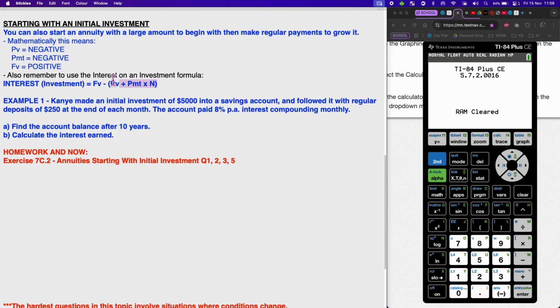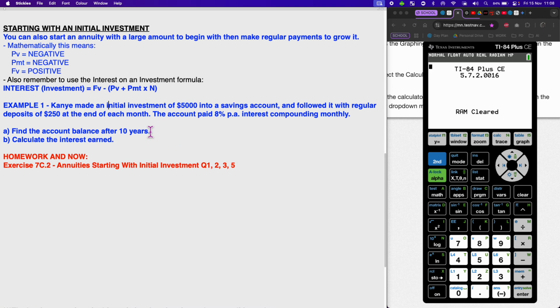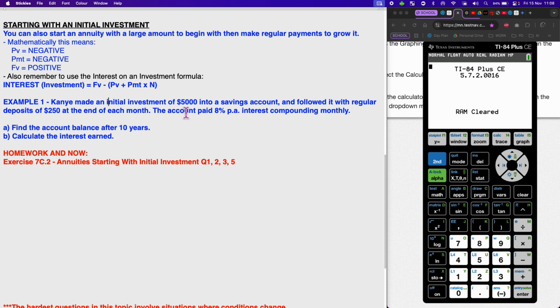Also, please remember, this is the formula for interest on an investment. So we are going to do this example here with Kanye. He invested $5,000 into a savings account. So that's his big chunk. And then he followed it up with regular deposits of $250 each month. And that account is paying 8% interest.